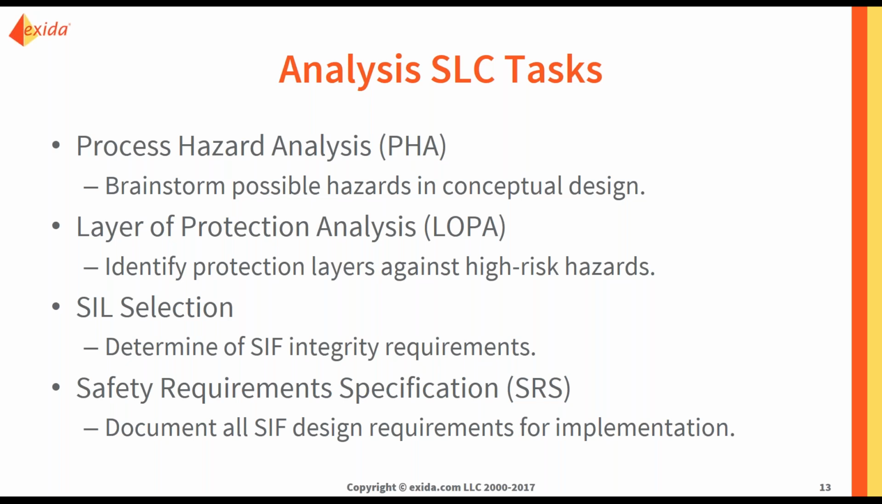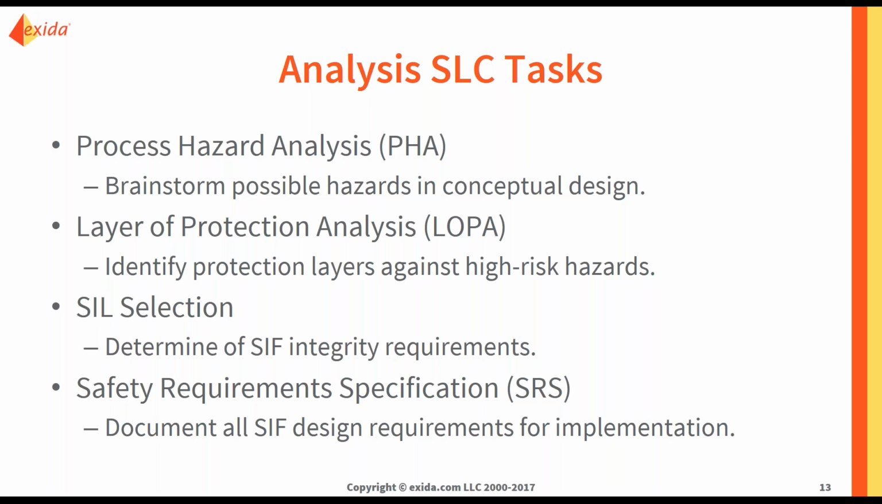Once that's complete, you use that information in the layer of protection analysis. So now you're identifying independent protection layers that guard against these hazards. Sometimes the independent protection layers are alarms that need an operator response. They might be a pressure relief device. They might be a safety instrumented function. And depending on the amount of risk that needs to be assessed, you then will have design criteria that goes along with each independent protection layer.